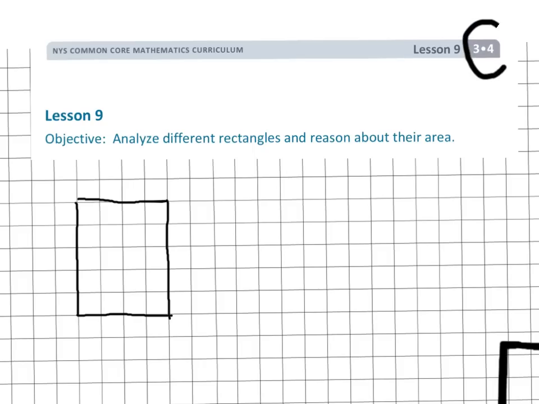All right, this is grade 3, module 4, lesson 9. And in this lesson, we begin the process of having our third graders begin understanding the distributive property. We're going to be using area as the tool for helping students understand it. The reason this is worth it is that using the distributive property is going to make it easier for students to memorize or learn their larger multiplication facts.